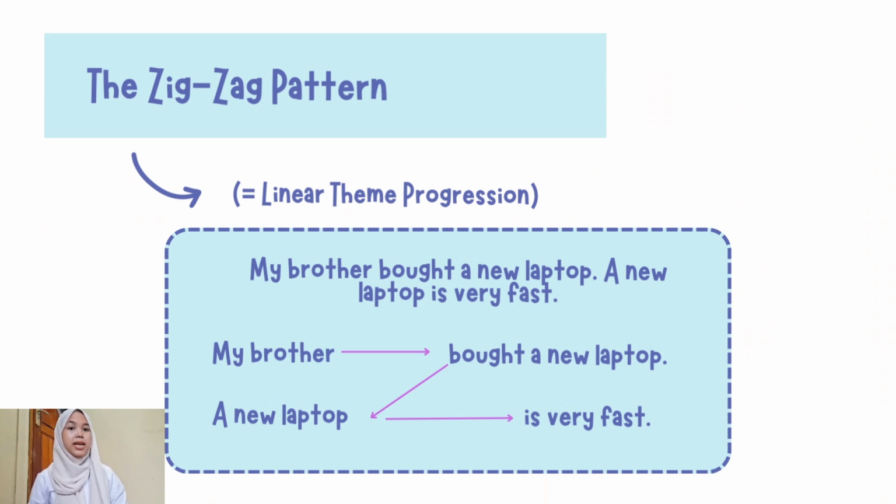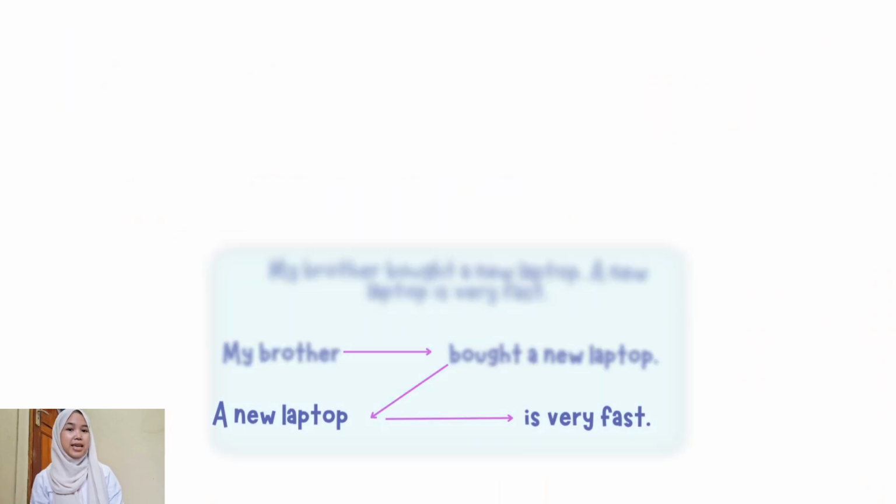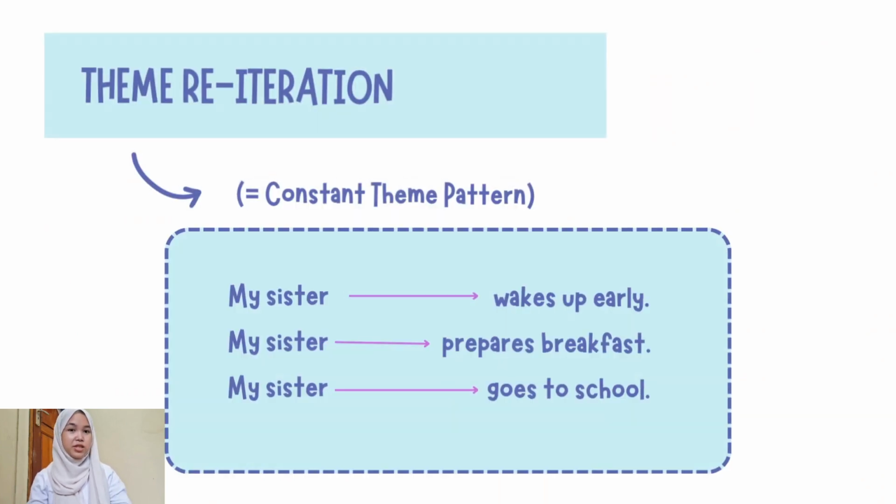For example, in the sentence, my brother bought a new laptop, the rheme is a new laptop. In the next sentence, a new laptop is very fast, the phrase a new laptop becomes the theme. This pattern helps the text move forward in a logical way. Another pattern is theme reiteration. In this pattern, the same theme is repeated in several clauses. For example, my sister wakes up early, my sister prepares breakfast, my sister goes to school.